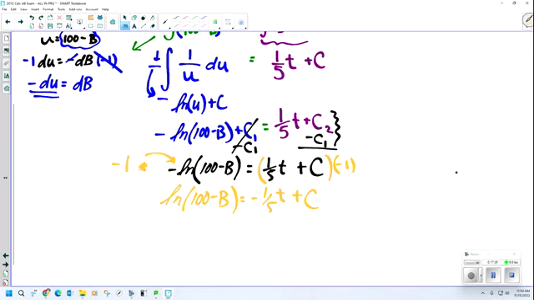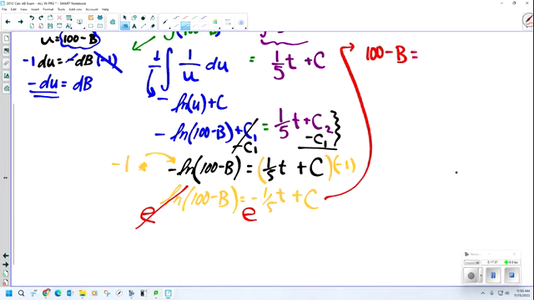Now, my friends, I need to get b alone. I got to solve for b. So what I want to do is put a base e to both sides. These cancel. Let's do this up here now. So now I have 100 minus b equals e to the -1/5 t plus c. Know your rules of exponents.